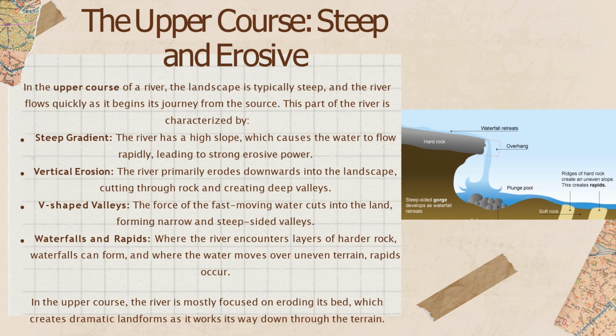So coming to the upper course, rivers are fast flowing and steep due to the high gradient. As the river cuts through the landscape, it forms distinctive V-shaped valleys where the sides of the valley are steep and narrow. This part of the river is dominated by vertical erosion. As the water cuts downward through the bedrock, along the way we often find waterfalls and rapids, where hard rock resists erosion while softer rock is worn away more quickly, creating these dramatic features.